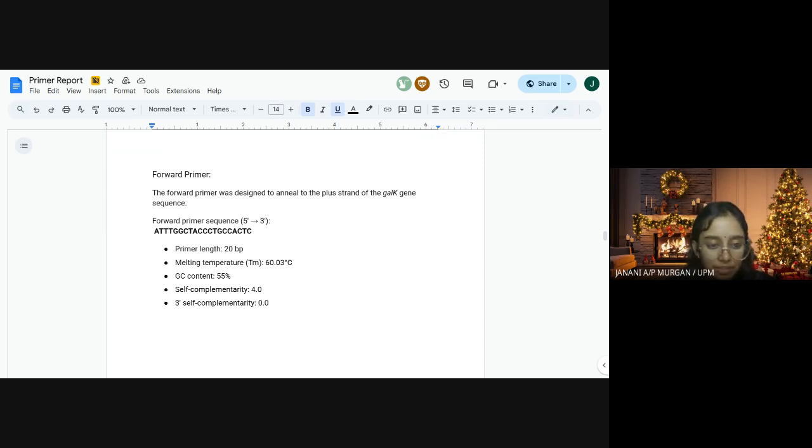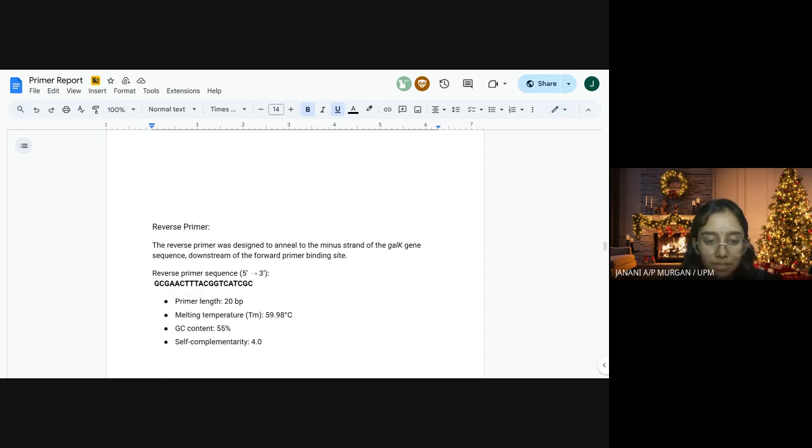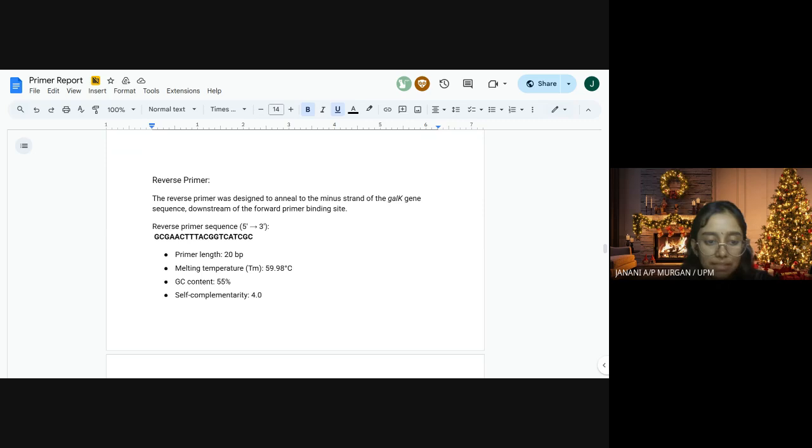The forward primer has a melting temperature of 60.03 degrees Celsius, while the reverse primer has a melting temperature of 59.98 degrees Celsius. Because these values are nearly identical, we can use a single annealing temperature of approximately 55 degrees Celsius, calculated as about 5 degrees lower than the average melting temperature, ensuring efficient and synchronized annealing during PCR.